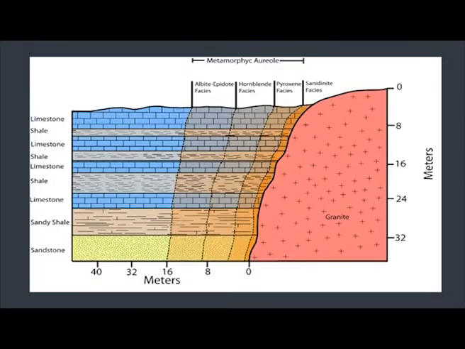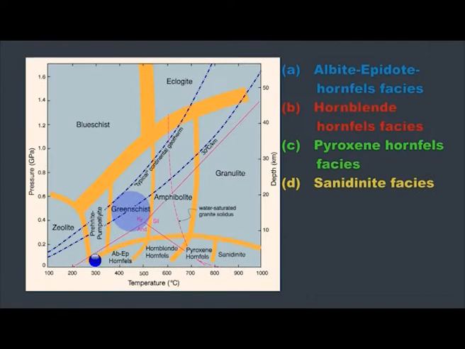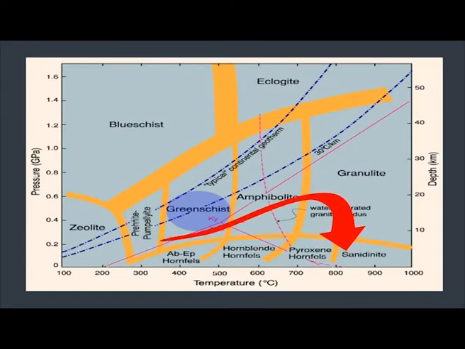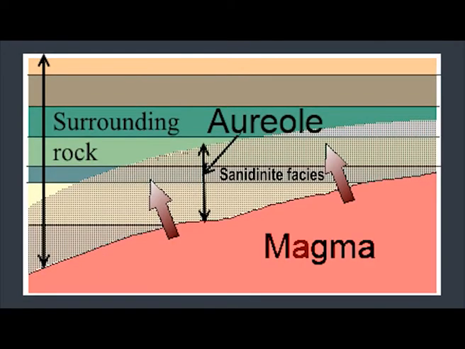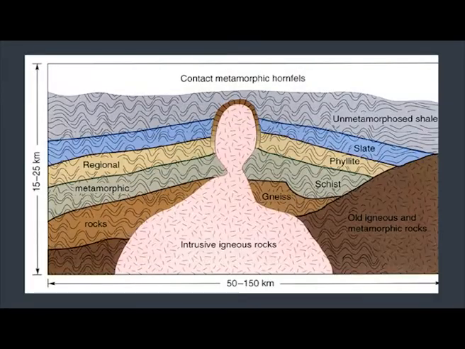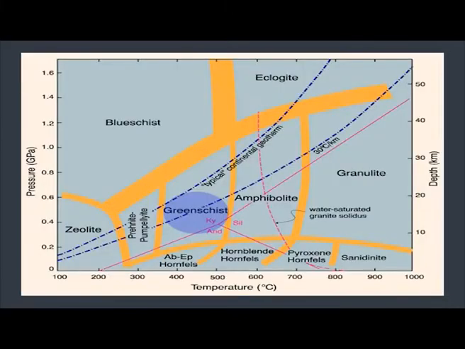The facies of low pressure, with increasing temperature of metamorphism as per Turner 1968, are: A. Albite epidote hornfels facies, B. Hornblende hornfels facies, C. Pyroxene hornfels facies, and D. Sanidinite facies. If you move from albite epidote hornfels facies to Sanidinite facies, the temperature of metamorphism increases. The Sanidinite facies are found in the innermost part of some contact aureoles. Their development is favored especially by shallow depth where pressure is low, and proximity to intrusions of basic magma, that is gabbroic intrusion, where temperature is very high, nearly 1000 to 1200 degrees centigrade.